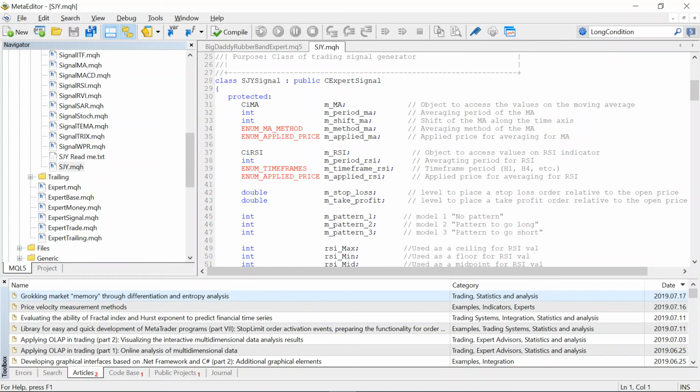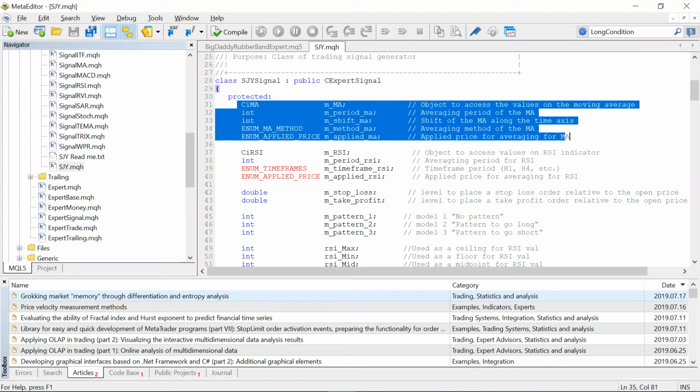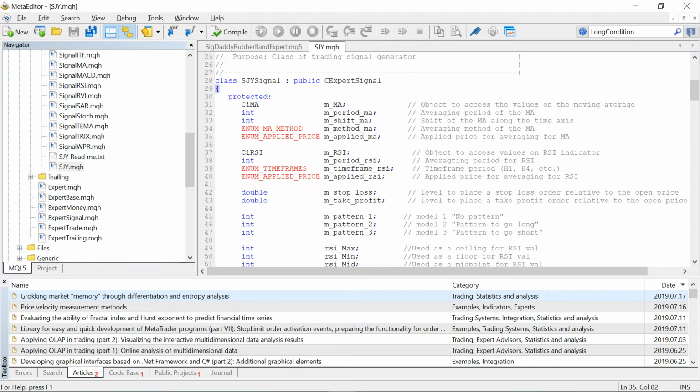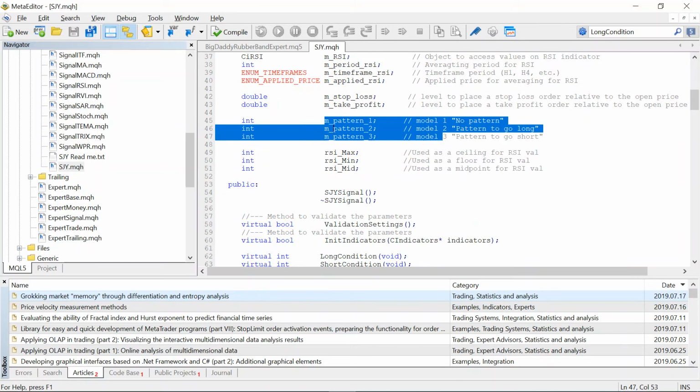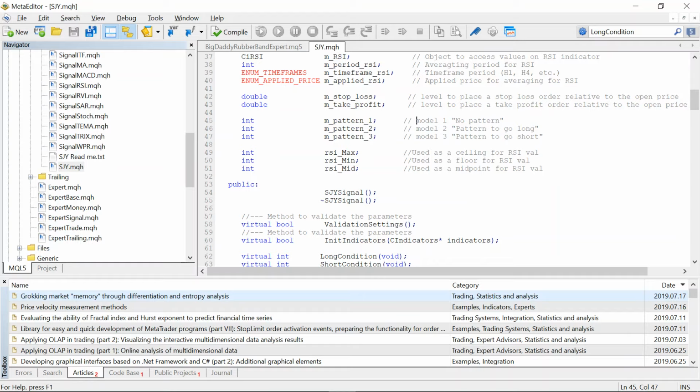First of all, I have variables declared for the moving average indicator that I'm going to create and initialize within this signal, as well as the RSI indicator. These patterns as well. This is a very important part. Pattern 1 shows that there's no pattern, that the requirements have not been met and you should not open any position. Then pattern 2 means go long, essentially open a buy position, and pattern 3 go short, so open a sell position.